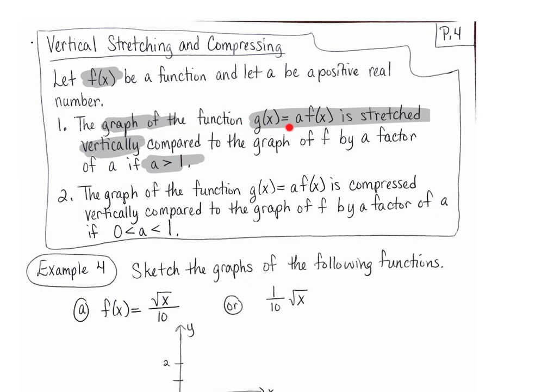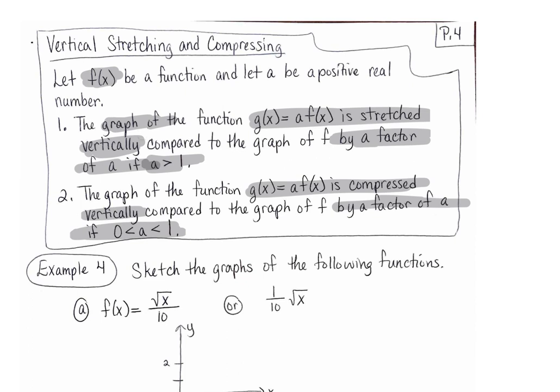Okay, the graph of the function g of x equals a times f of x is stretched vertically compared to the graph of f by a factor of a if a is greater than 1. If you have the parent function f of x, then the graph of g of x equals a times f of x is compressed vertically compared to the graph of f by a factor of a if a is between 0 and 1.